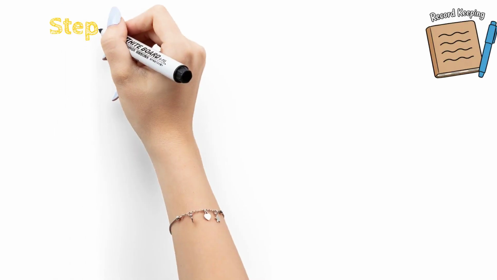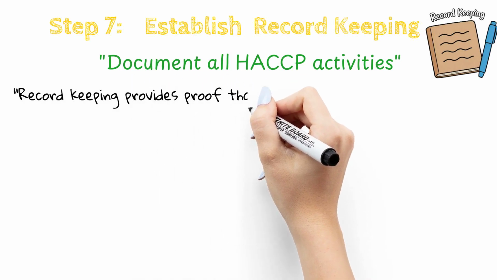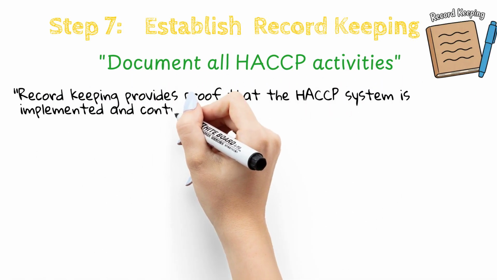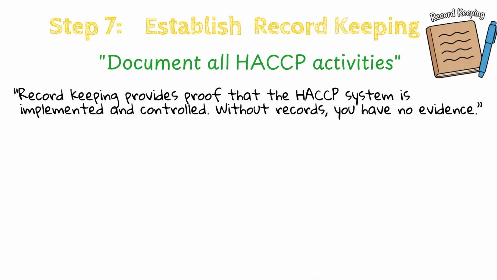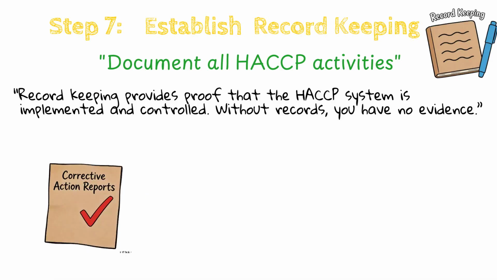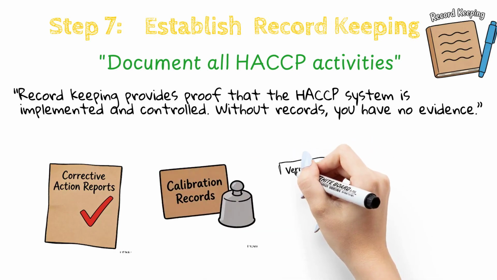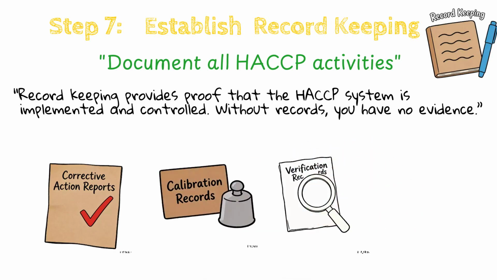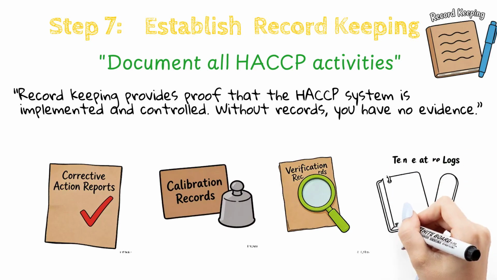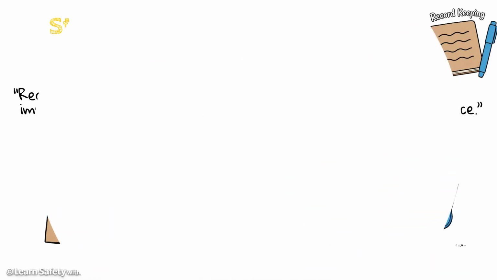Let's go to the final principle or step. Establish record keeping. So document all HACCP activities. Record keeping provides proof that the HACCP system is implemented and controlled. Without records, you have no evidence. Corrective action reports, calibration records, verification records, CCP temperature logs. If it's not recorded, it didn't happen.